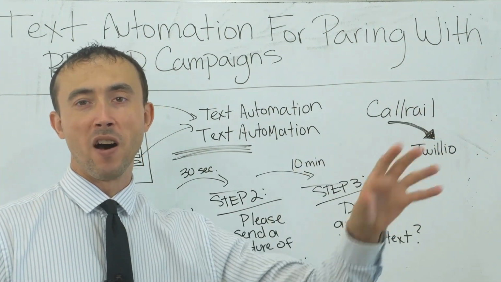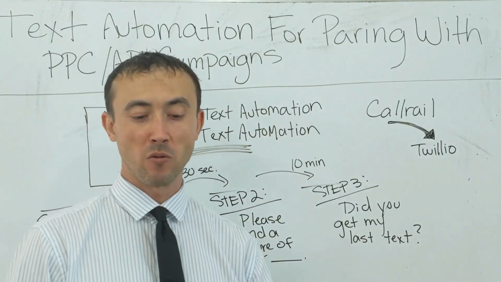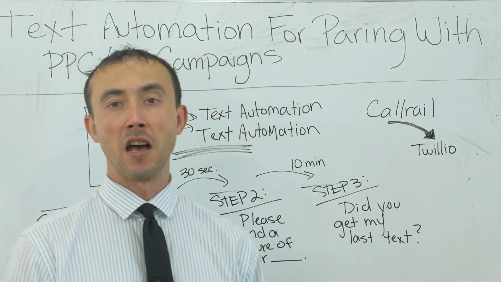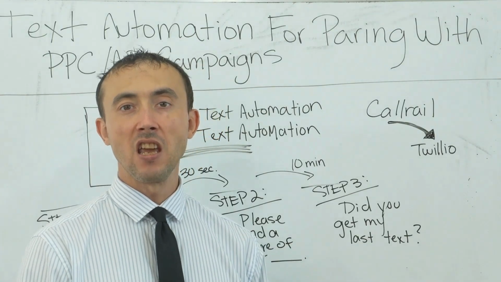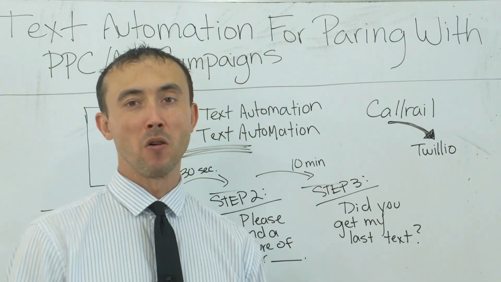Send me a picture of your butt or whatever, and we'll get this process started. And you can get a much higher response rate from your leads that way, because it looks very personalized and not like a bot, which is the key to making money from bots: to trick people into thinking it's a human, because people don't want to respond to bots.